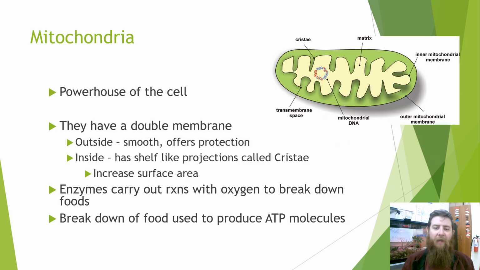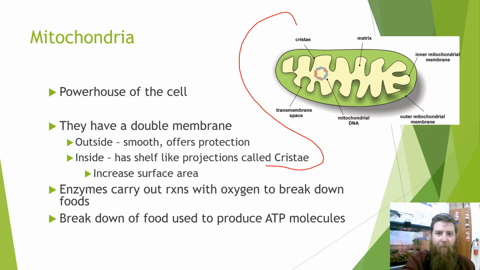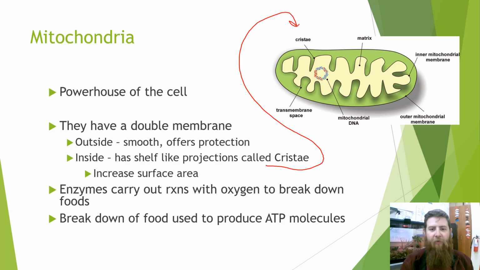Mitochondria, all plants have mitochondria. They're the powerhouse of the cell. They have a double membrane where the outside is a smooth membrane that offers protection and kind of lets it slide around inside the cell. And then the inside has these shelf-like things called cristae. And this cristae here are these shelf-like projections that help increase surface area so that we can do more energy production inside of mitochondria.